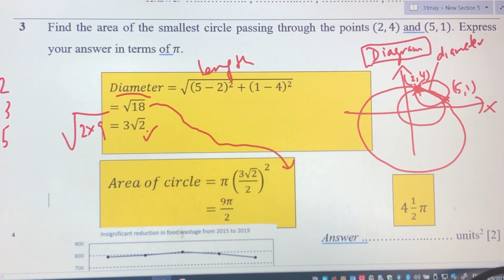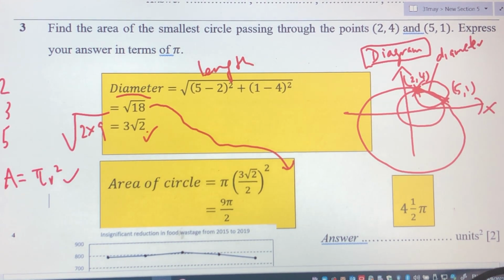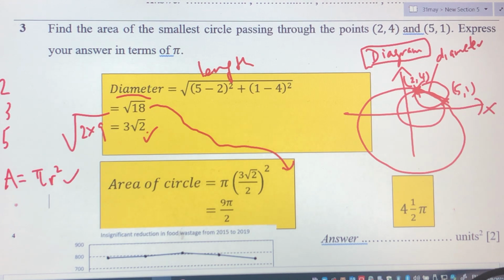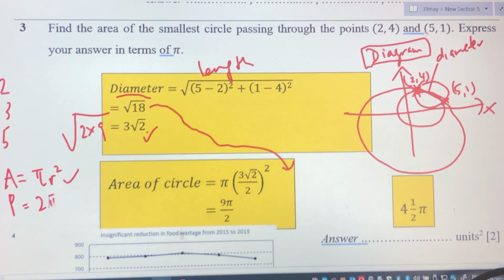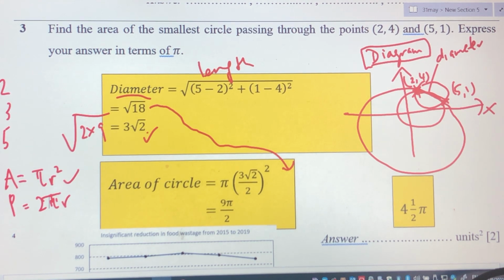And for area, please take note, the formula for area is pi r square. Many of you wrote 2 pi r. I don't know why. 2 pi r is the perimeter. Okay, so this you learn in kindergarten, I think. So you should actually know all this very well.